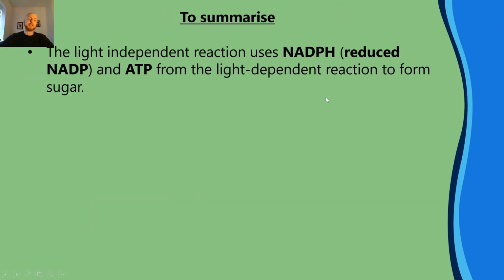So let's summarize this then, guys. The light-independent reaction uses NADPH, which is reduced NADP, and ATP from the light-dependent reaction to form sugar. And I always remember with NADPH, think about the P being for photosynthesis, because there's NADH in respiration, and it can get confusing. So NADPH is the one in photosynthesis.